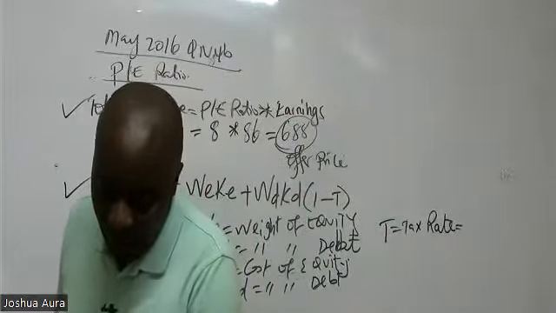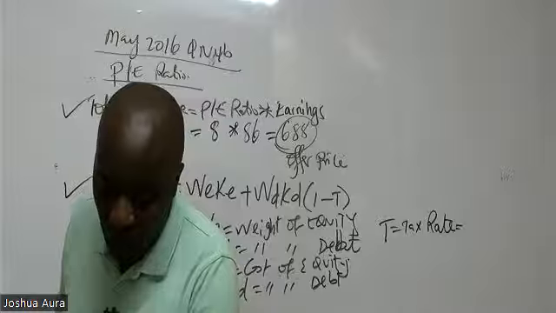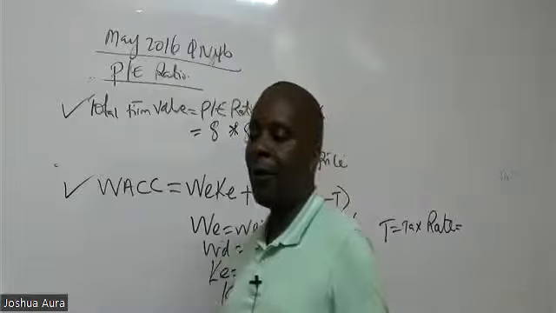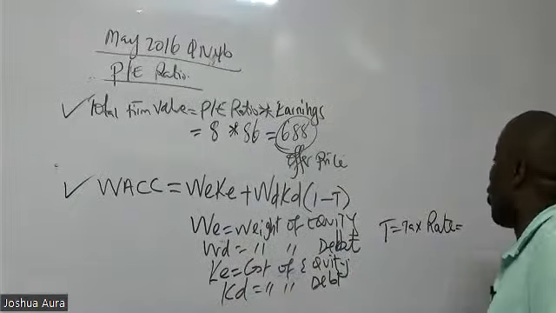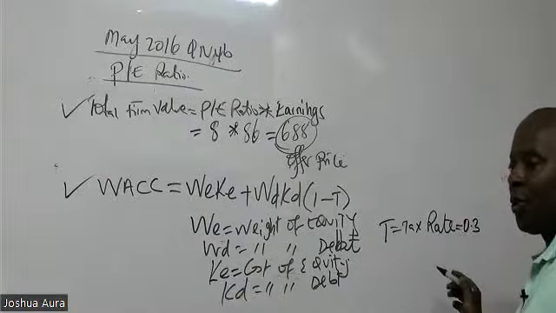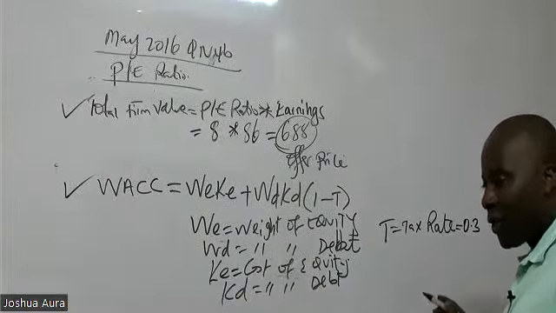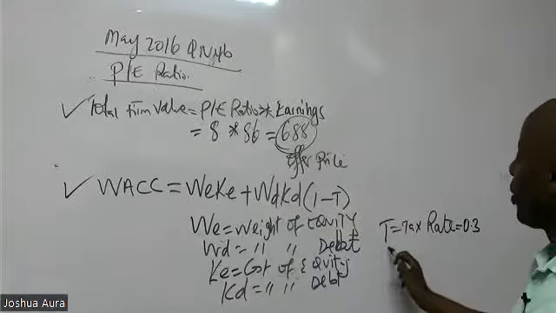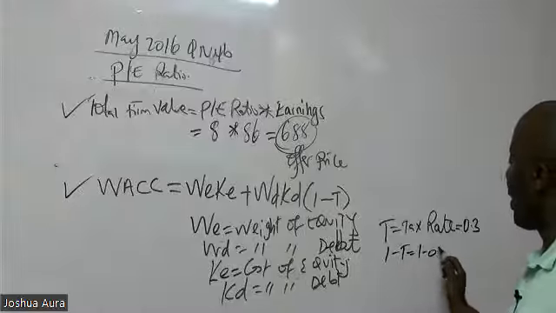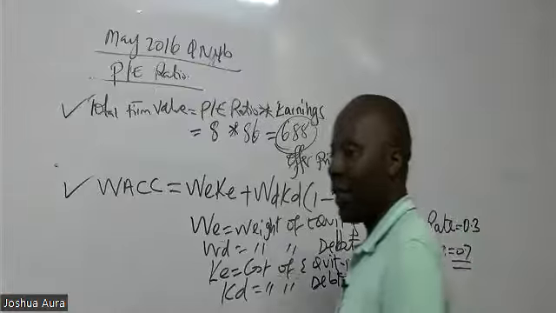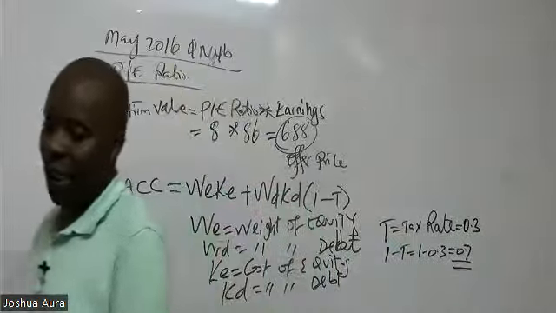Before required, in the second last paragraph, they told us the tax payable is 30%. They always tell you about tax. If they don't tell you, you don't assume. If in finance they don't tell us what the tax is, we don't assume; it will always be zero. If they tell us it's 30%, then 1 minus tax will be 1 minus 0.3, which will give me 0.7.